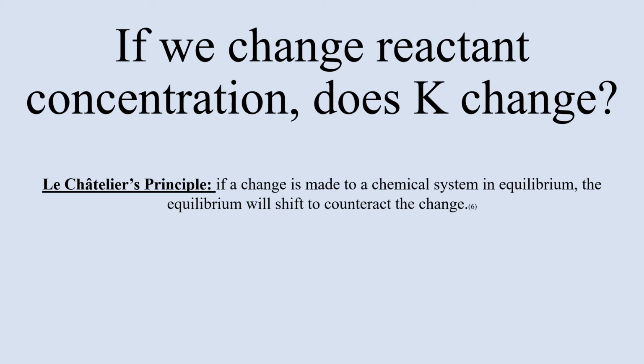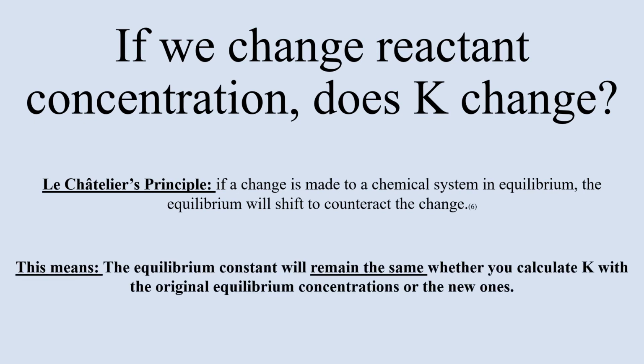If the concentration of a reactant changes, the concentration of the products will also change. The equilibrium constant will remain the same even if you calculate K with the original equilibrium concentrations or the new ones.